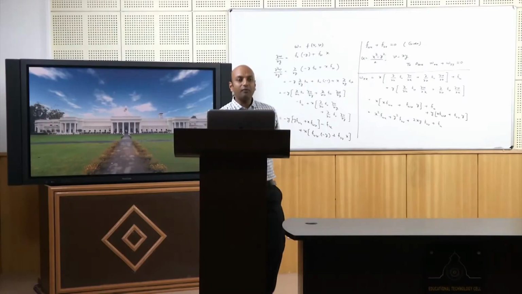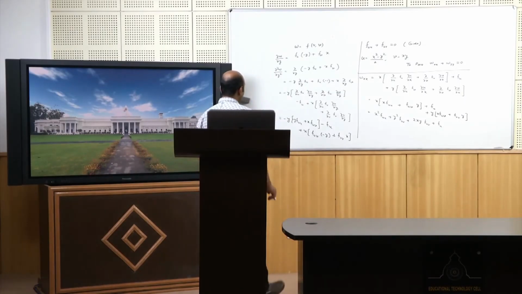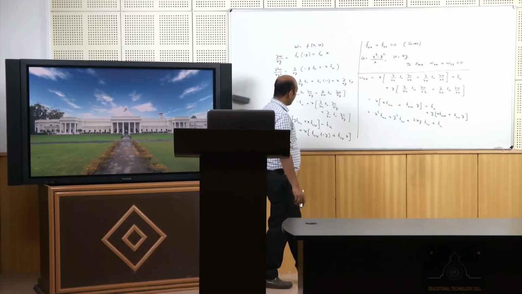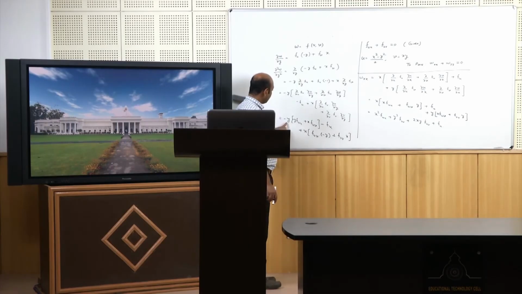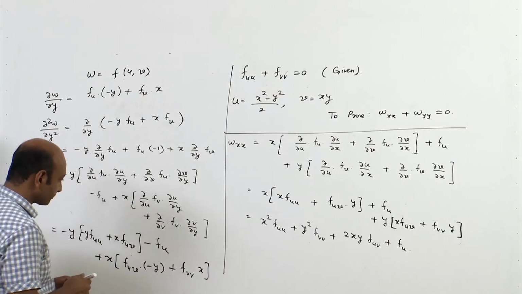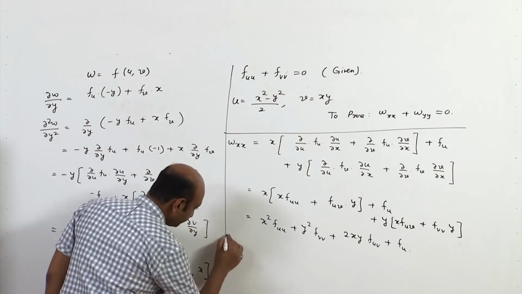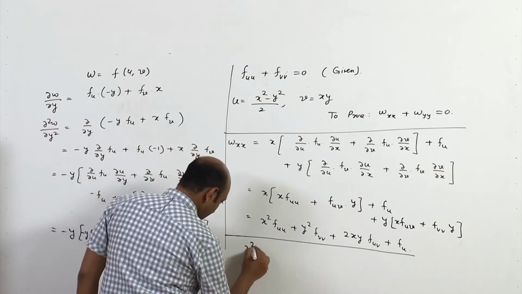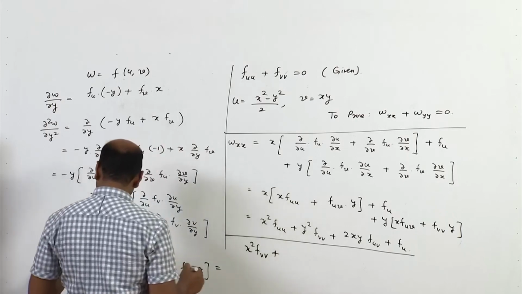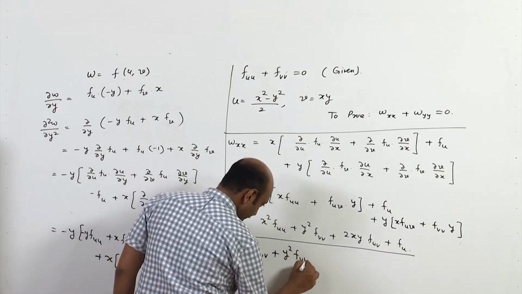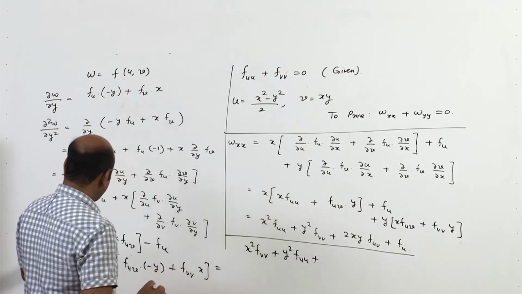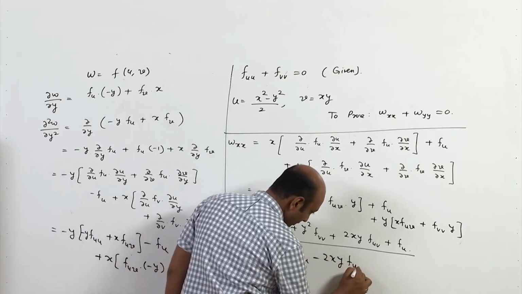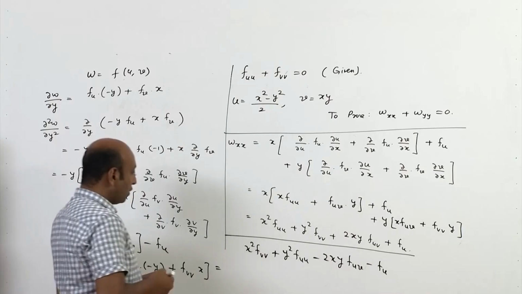Okay. Now, when you add the two terms, I mean del square w upon del y square plus w_xx, when you add both the terms. So, from here you are getting, okay, let us simplify this first. This will be equal to x square f_vv plus y square f_uu plus minus 2xy f_uv minus f_u. Now, it is w_yy.